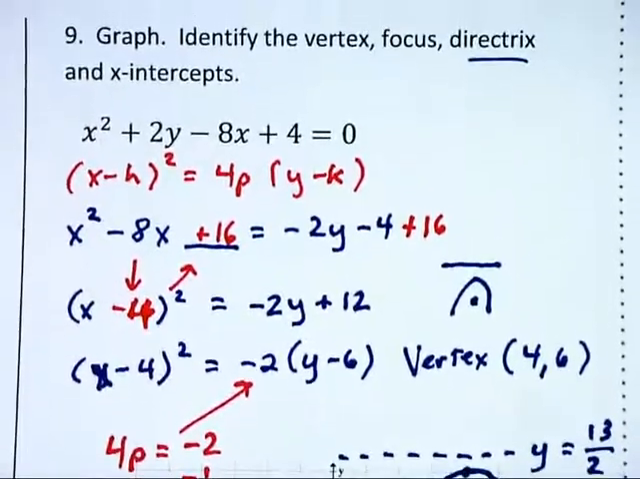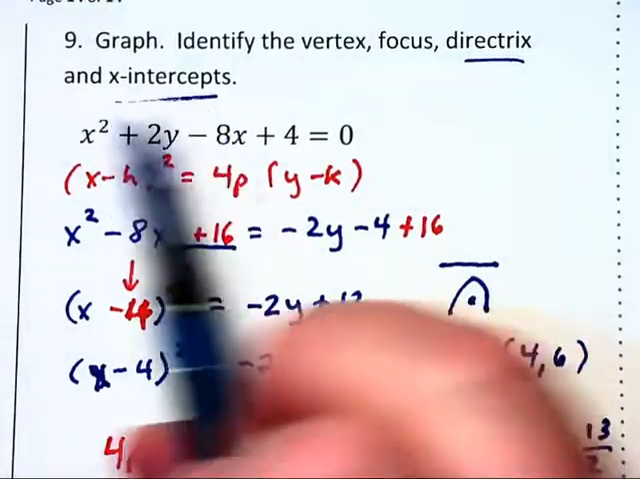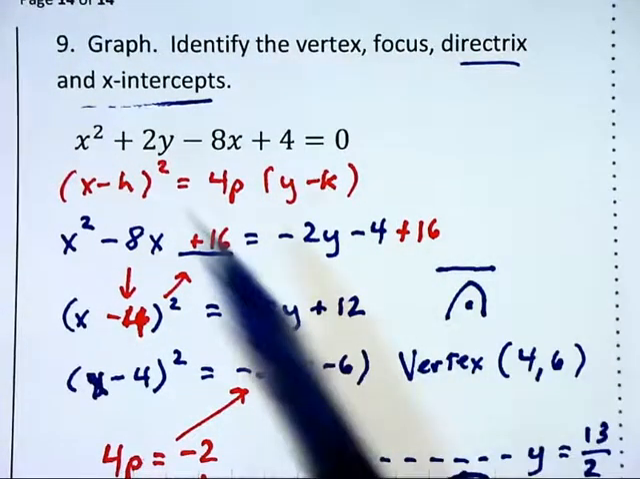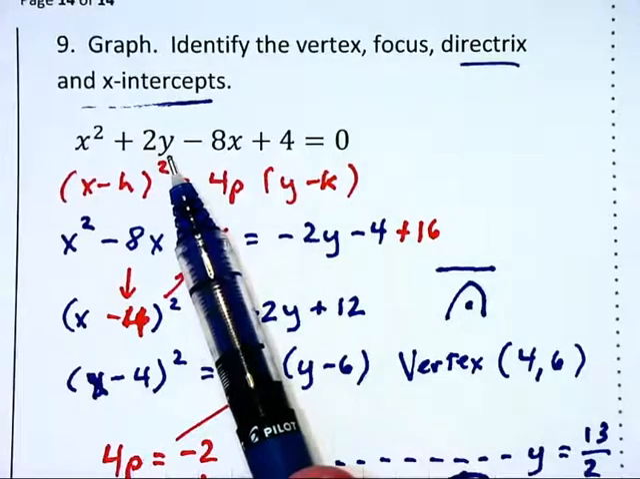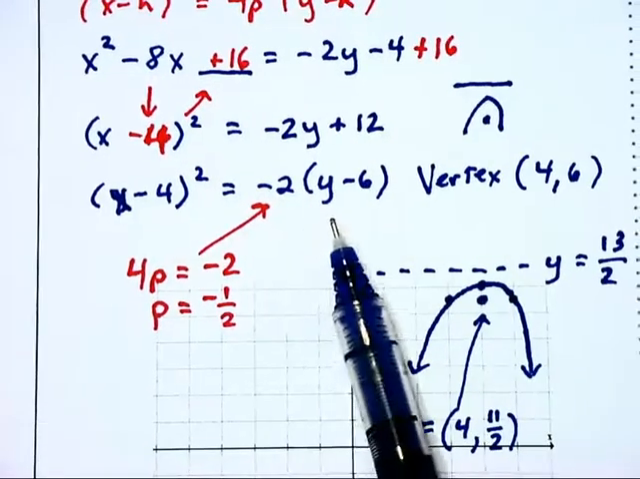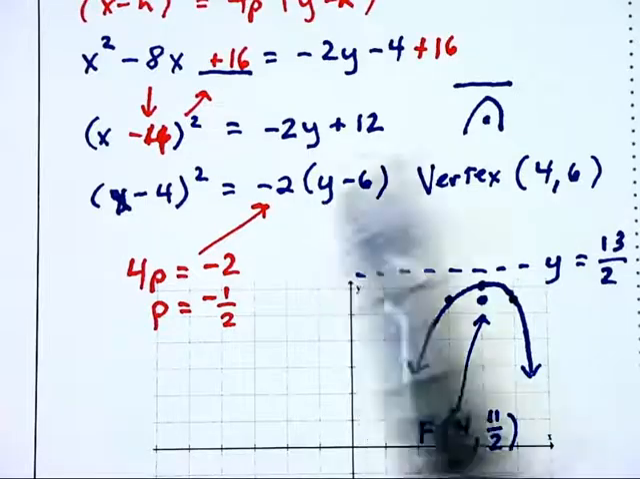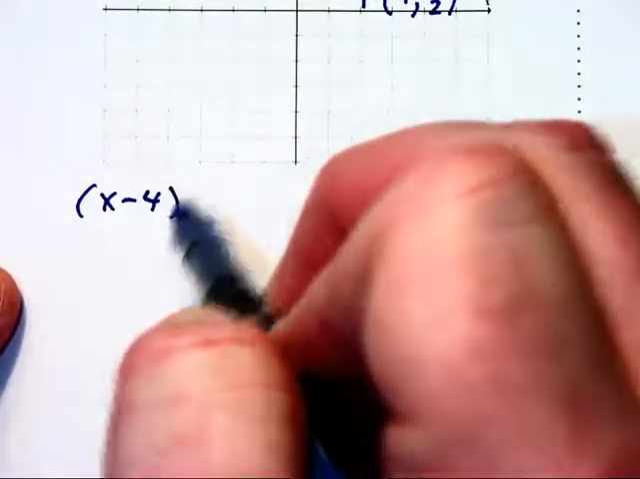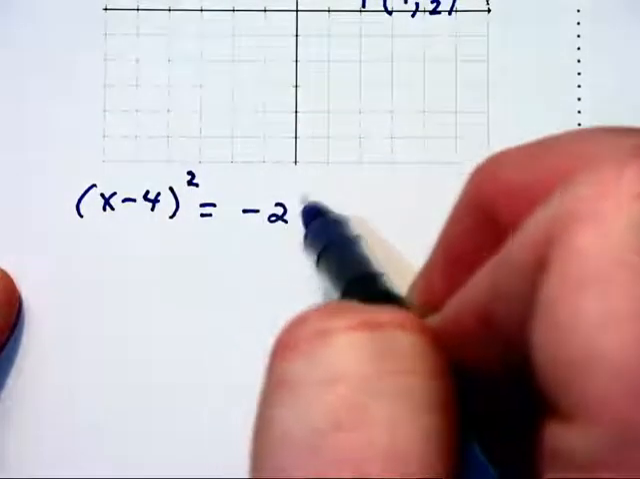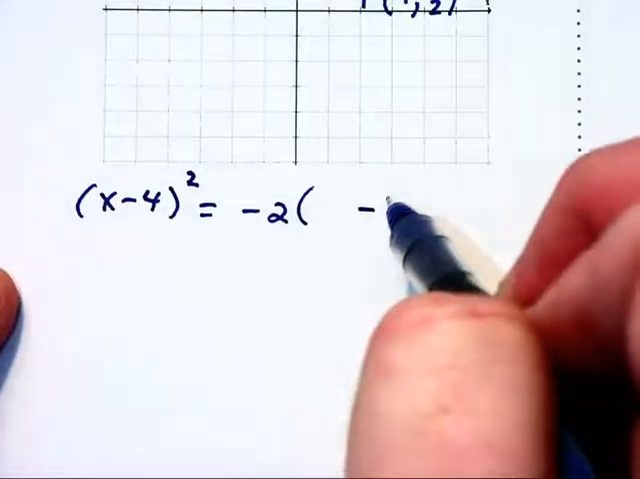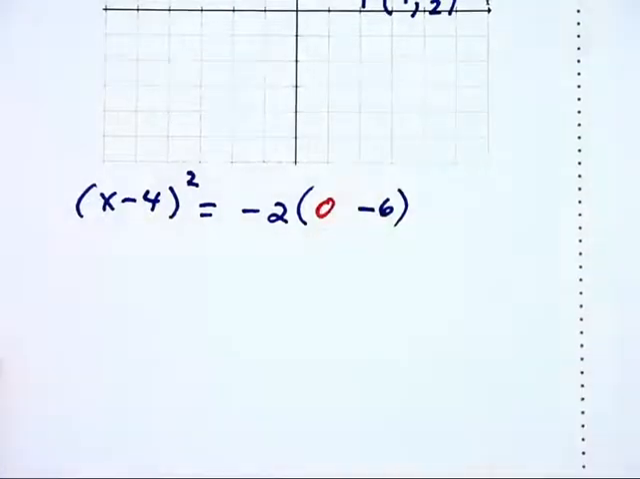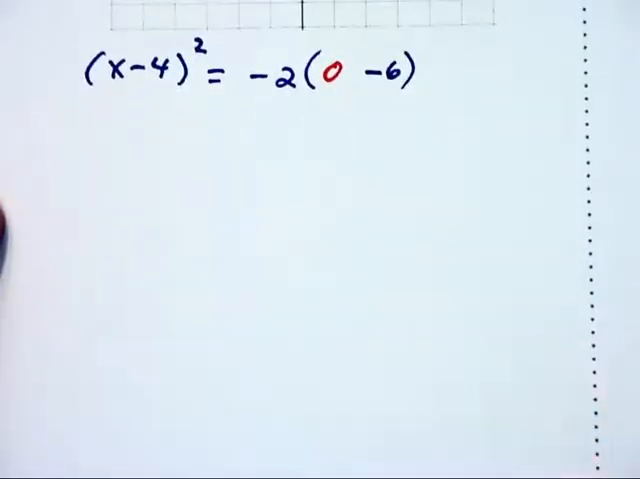Well, this problem asked for one more thing. It wanted to know what are the x-intercepts. Now, we find the x-intercepts by setting y equal to 0. We can either do that in the original problem here, or we can do it in the completed square form, which is what I'm going to do. So let me rewrite our equation down below here. (x minus 4) quantity squared equals negative 2 times, and instead of (y minus 6), I'm going to substitute in y equals 0 so that we can identify these x-intercepts.